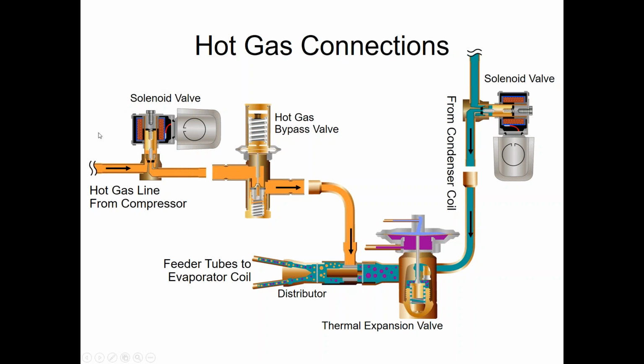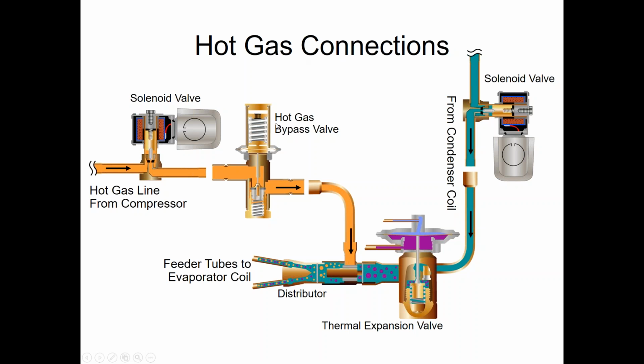Basically what it does is take a hot gas line off the compressor before you hit the condenser. You've got a solenoid valve, typically controlled off some type of capacity control. Then you have the hot gas bypass regulator valve that's adjustable. So at what pressure do you start regulating hot gas into the evaporator section?